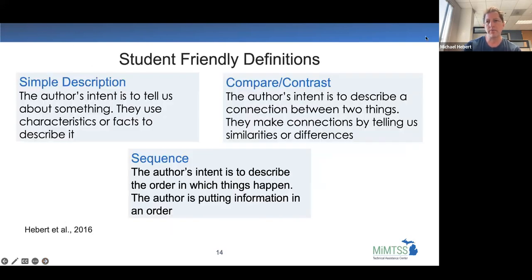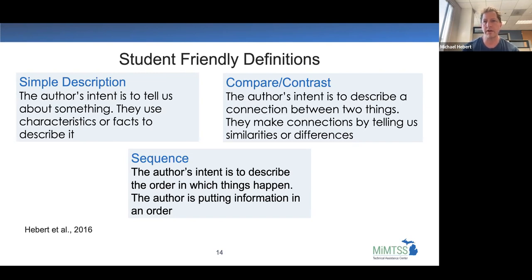We also, when we're building conceptual understandings, like to include student-friendly definitions, and this has been shown to really help kids identify text structures. So we've developed some student-friendly definitions here. So in one of my papers, Abrarol 2016, you're welcome to use these. There's no magic to these specific definitions, except that they're just meant to be really simple explanations. And we really focus on what the author is trying to do. And so you can see in each of these, we start with the author's intent. So simple description, the author's intent is to tell us about something. They use characteristics or facts to describe it.